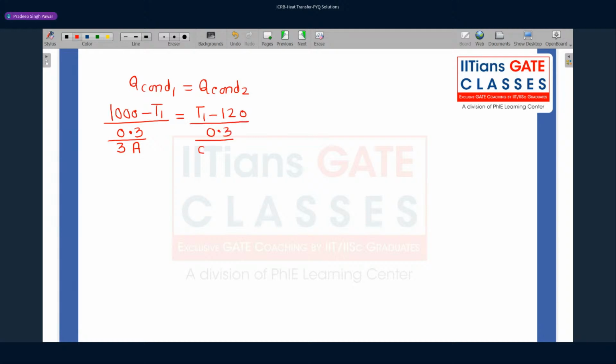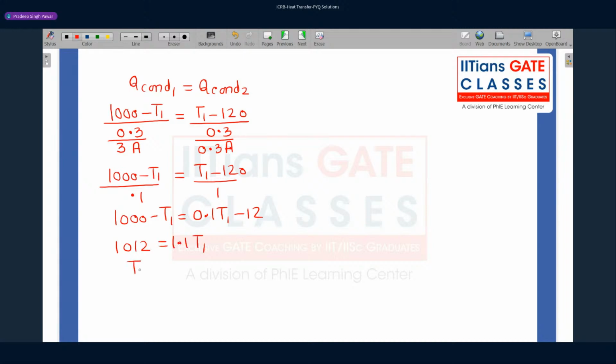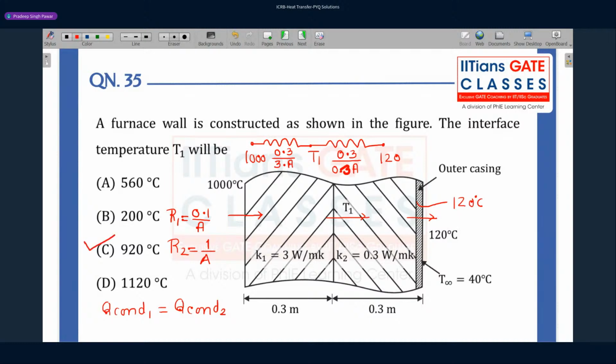over 0.3 by 0.3 into area. The area will get cancelled. So you get 1000 minus T1 over 0.1 equal to T1 minus 120 over 1. This becomes 1000 plus 12, which is 1012, equal to 1.1 T1, and T1 comes out to be 920 degrees C. Let's see the answer. So the answer is 920 degrees C, option C. Simple application of the conduction resistance network and the energy balance.